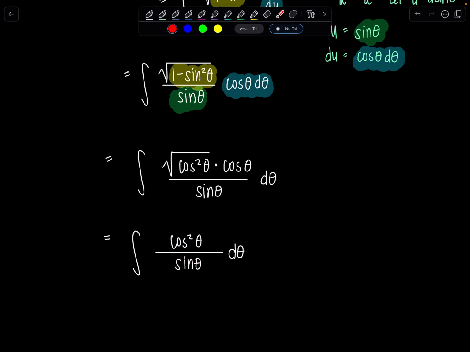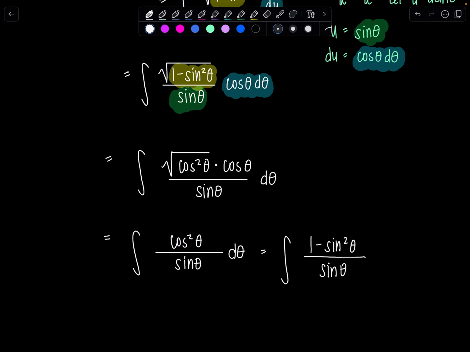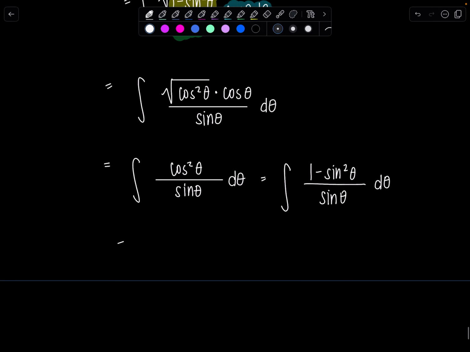So what I did instead is replaced cosine squared theta now with 1 minus sine squared theta. And then I'm going to split the numerator, my new numerator, and write each of the terms separately over sine theta and see if that gets me anywhere. So now I can rewrite this as 1 over sine theta minus sine squared theta over sine theta d theta.